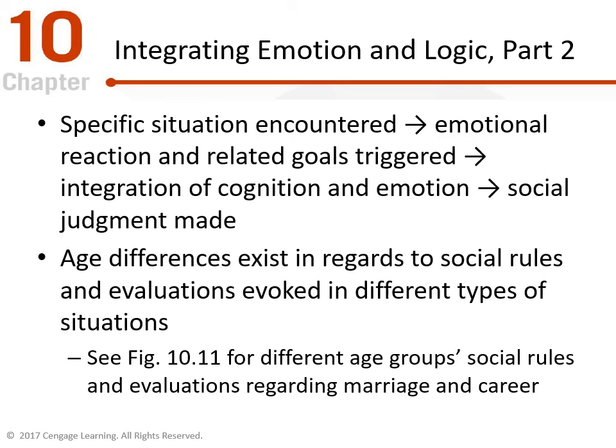So age differences exist in regards to social cues and evaluations evoked in different types of situations. We're going to look at the figure on the next slide for different age groups, social rules, and evaluations regarding marriage and career. But what this is showing is exactly what I was talking about in the slide before, about that judgment call on that unethical behavior. You have that situation, that unethical behavior. You're going to have an emotional reaction, and your goals are going to be triggered. Where the adolescent or young adult may say they should be fired, the adult may look at all these different scenarios and say, why did you do that? So they integrate their cognition and emotion differently. A young adult is going to be more emotional. An older, middle-aged adult is going to take the emotion more out of it and look more at the abstract thinking of it. And because of the way they think, they're going to make a judgment.